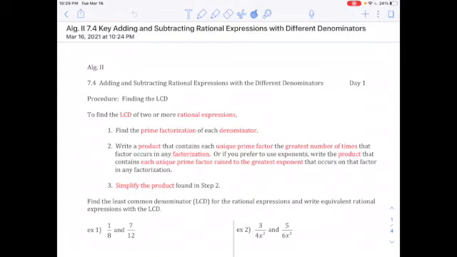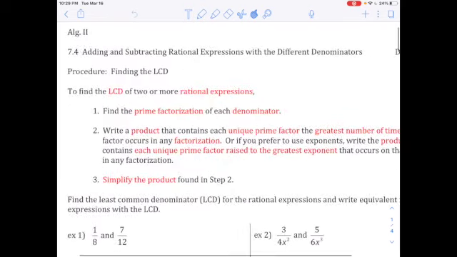Hi everyone, today's objective is adding and subtracting rational expressions with different denominators. To start, the procedure to find the lowest common denominator, which is the LCD, of two or more rational expressions is as follows.